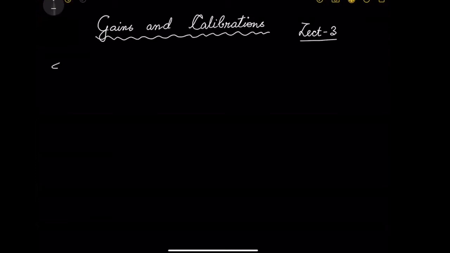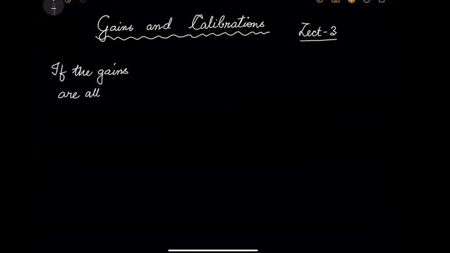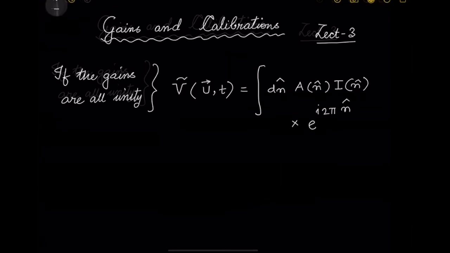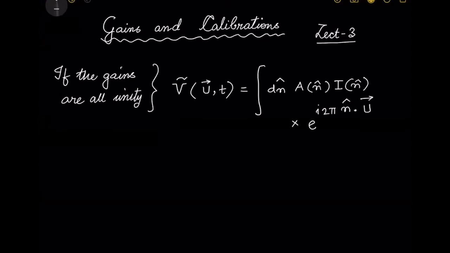So if the gains are all 1, and remember the gains are complex numbers, so when I say they are 1, I mean the amplitude is 1 and the phase is 0. In that case, I can write down the visibility, and it will look like the following. It will only depend on the signal in the sky.